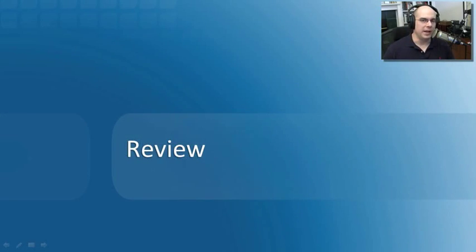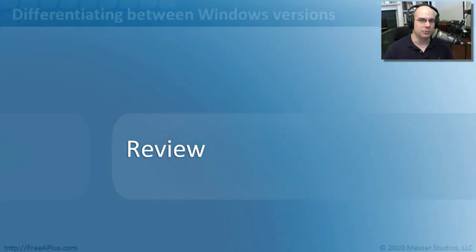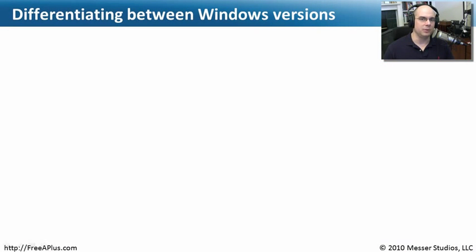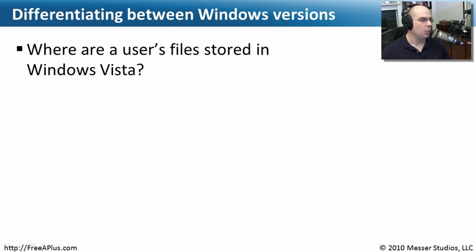Let's see what we can remember now about where all of these different files and the directory structures are different between these different Windows versions. Our first question is, where are users' files stored in Windows Vista? Now, if you remember, Windows Vista was a little bit different than Windows 2000 or Windows XP, where we had this Documents and Settings folder. Now, everything is in a Users folder.